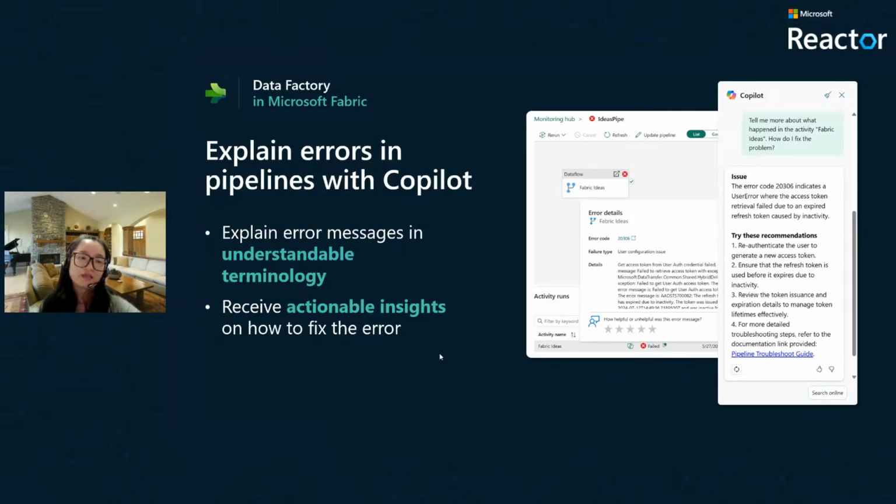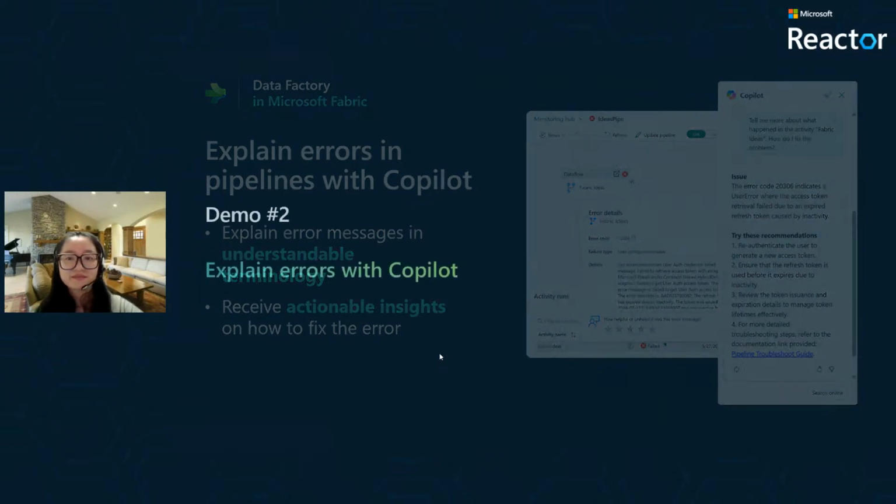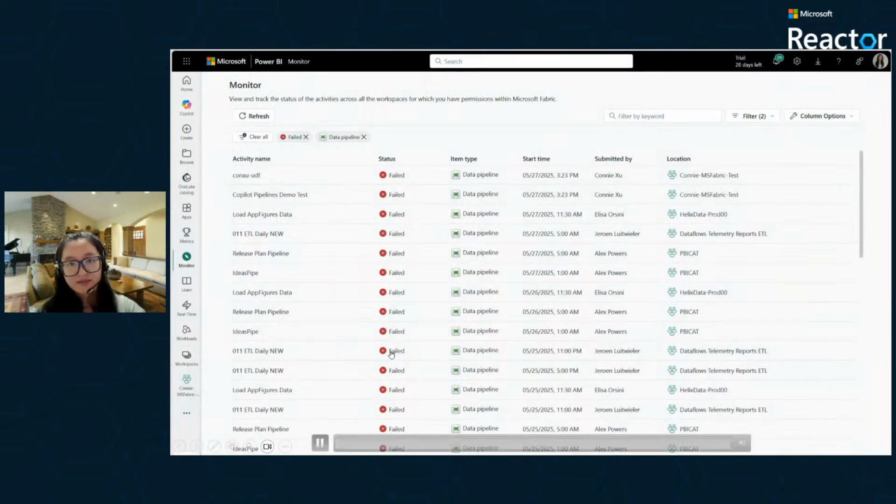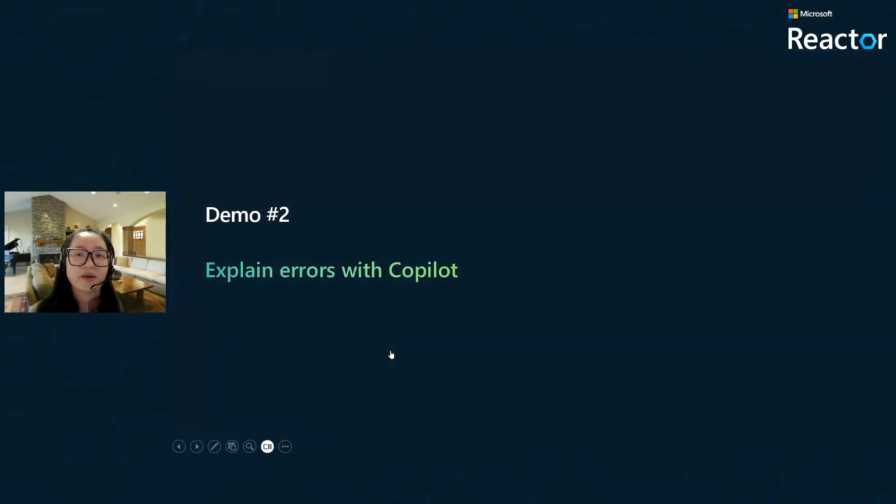Like if there's a data mismatch, Copilot might suggest casting a column or checking your schema alignment. It's kind of like having a senior engineer sitting next to you, pointing out the issue and saying, here's how to fix it. Next slide, please. Yeah, let's move on to the second demo, which is explain errors with Copilot.